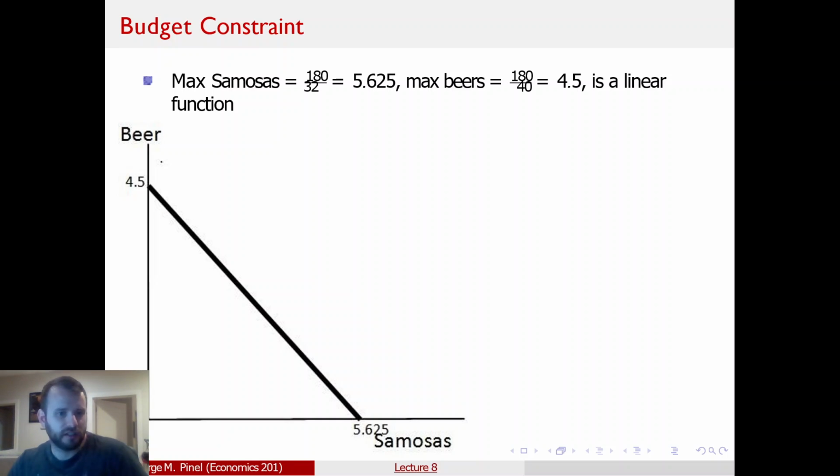And it's just some limiting factor so that your choice isn't to pick an unlimited amount of samosas, unlimited amount of beers. Something is going to eventually limit you, whether it's money, time, or calories. Okay.